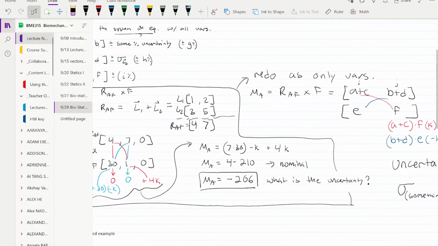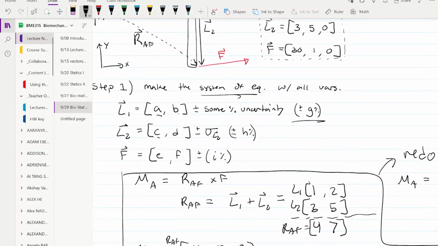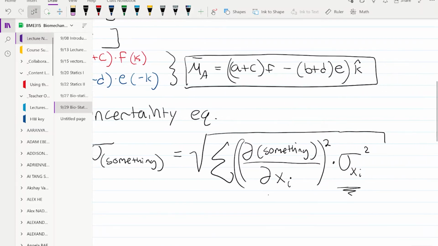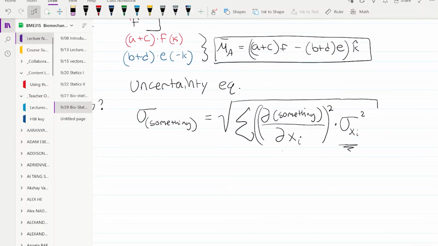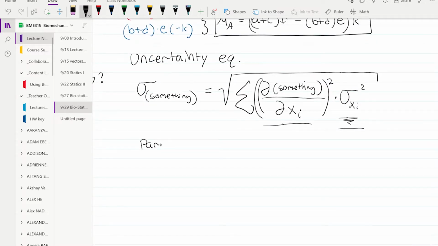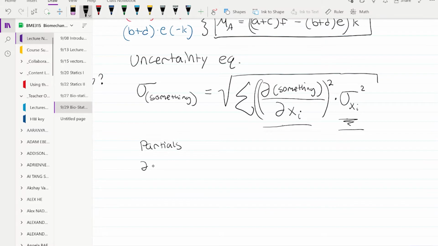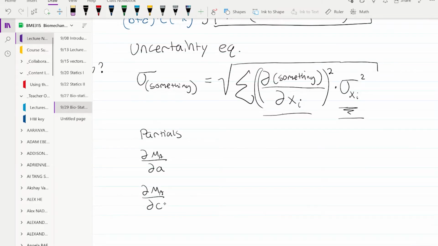that comes from this stuff, plus or minus g%, h%, I%. All right. Okay, so let's go ahead and write all this stuff out. So let's say partials in one area. What do we need to look at? We need to look at partial of MA with respect to A, partial MA with respect to C. And we could just write all this stuff out.